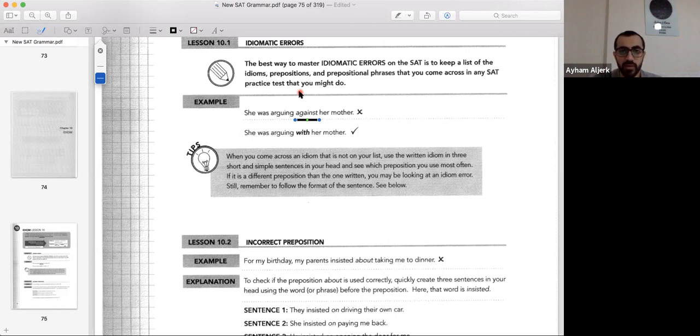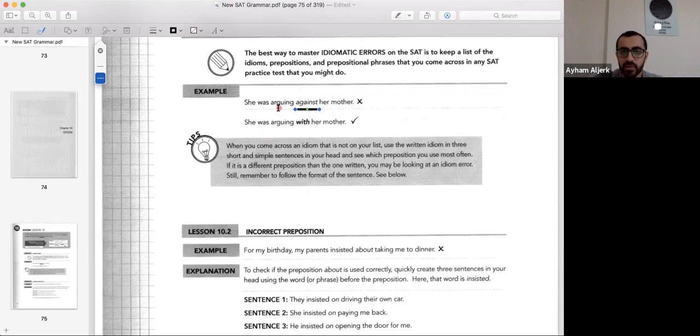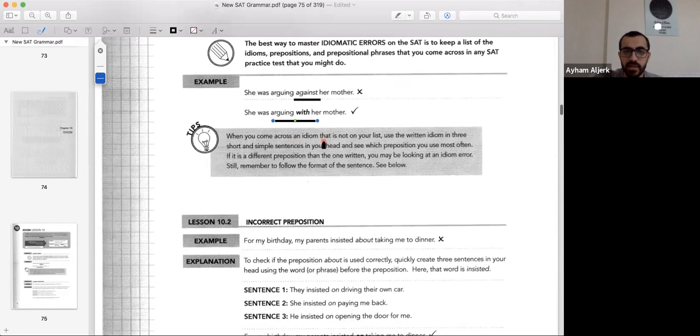And then in general, whatever you are reading or listening to, when you come across this, try to make notes of that. So in English, we don't say argue against somebody. In English, we say argue with somebody. There's no rule. It's fixed. You have to remember it like this. When you come across an idiom that is not on your list, use the written idiom in 3 short and simple sentences in your head to see which preposition you use most often. If it is a different preposition than the one written, you may be looking at the idiom error. Still remember to follow the format.